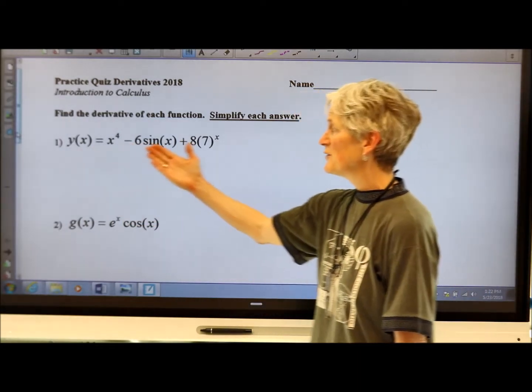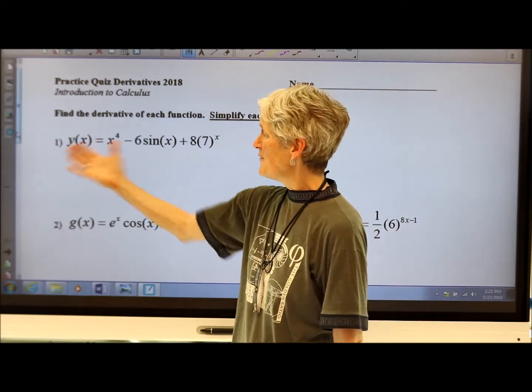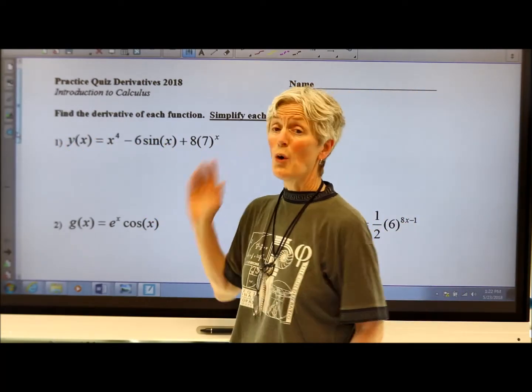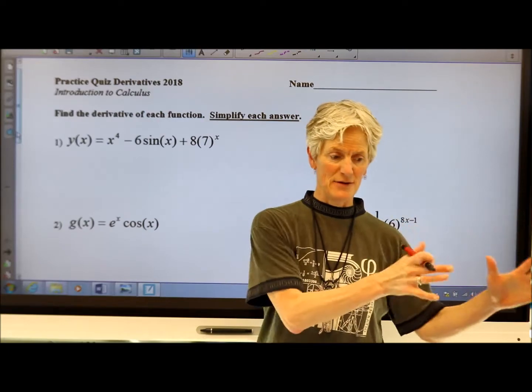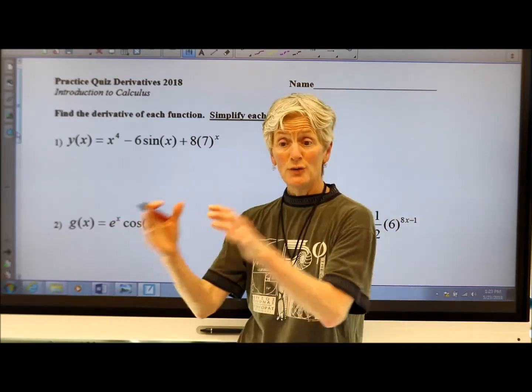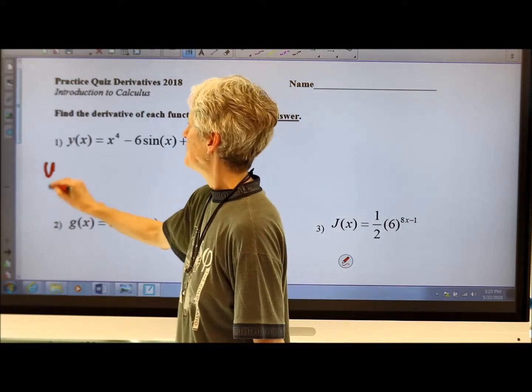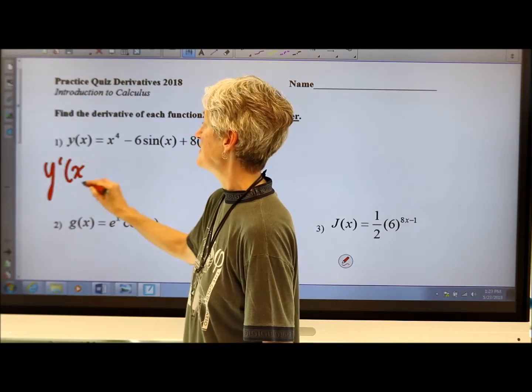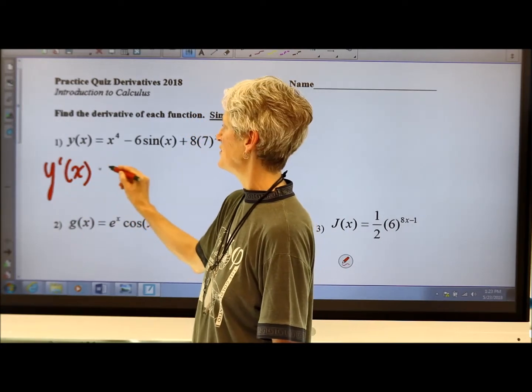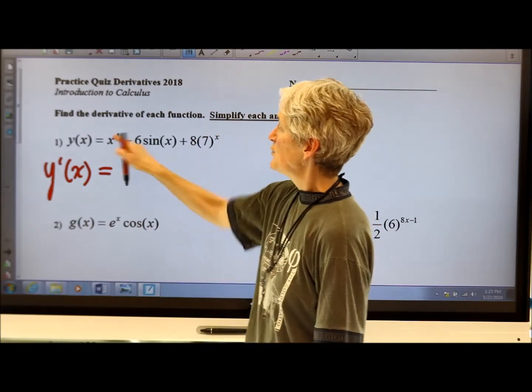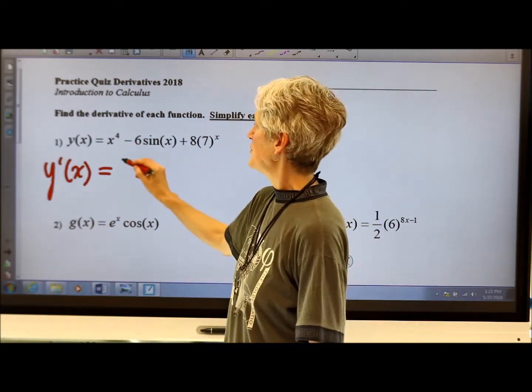Of course, one of the first rules we learned is when we have a function that's made up of a whole bunch of terms added together or subtracted, you can just take the derivative of each piece. So let's do that. Of course, the derivative of y of x is y prime of x. You have to do the derivative of both sides. Derivative of x to the fourth, just your power rule.